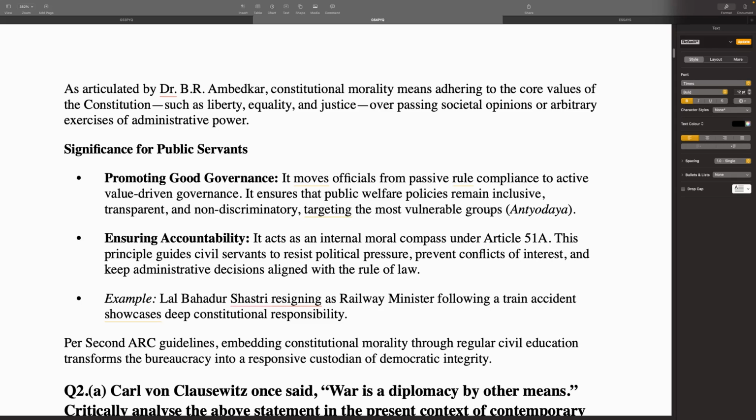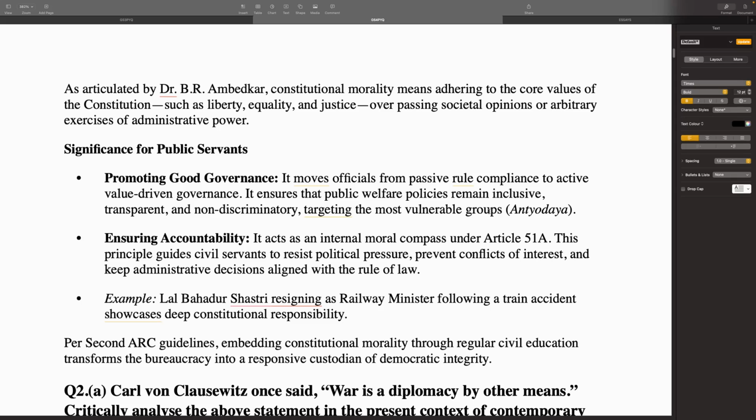The significance for public servants: promoting good governance. It moves officials from passive rule compliance to active value-driven governance. It ensures that public welfare policies remain inclusive, transparent, and non-discriminatory, targeting the most vulnerable groups, Antyodaya. Ensuring accountability: it acts as an internal moral compass under Article 51A.